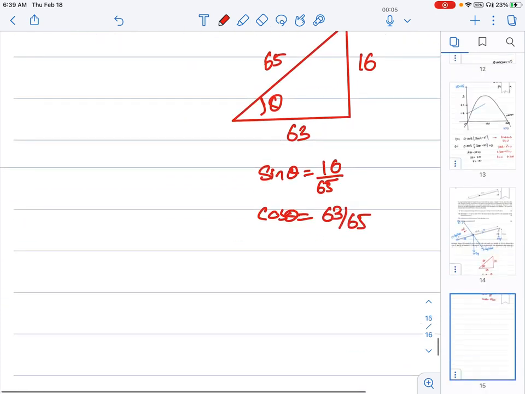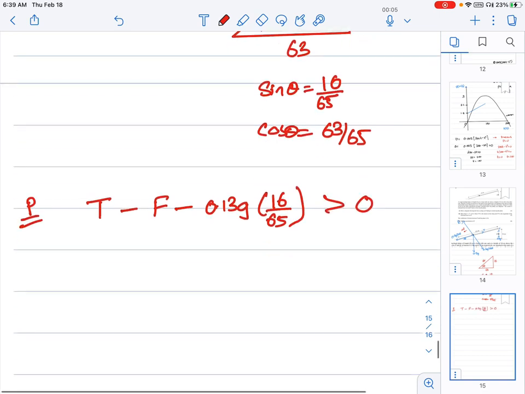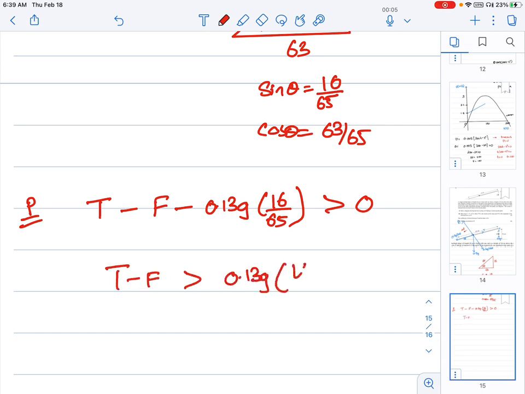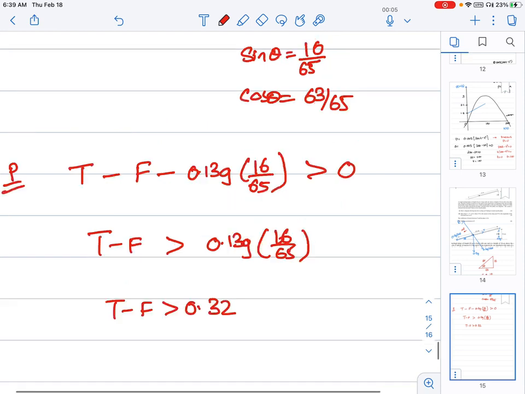So now for the P, what are the forces? Tension is a forward force, minus backward force is a frictional force, minus 0.13 G sine theta. Sine theta is this one, 16 upon 65. This should be greater than 0 because it is about to move. So from there, T minus F is greater than 0.13 G times 16 upon 65. T minus F is greater than 0.32. The force should be greater than 0, then only it will be able to move. So therefore I have used greater than 0.